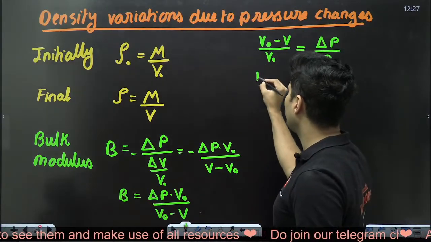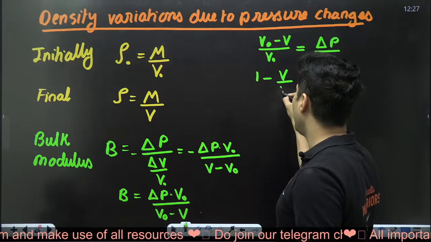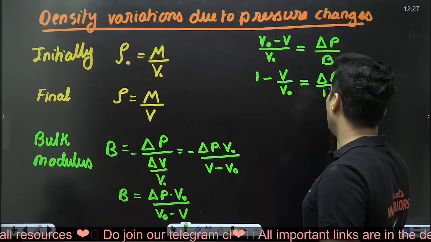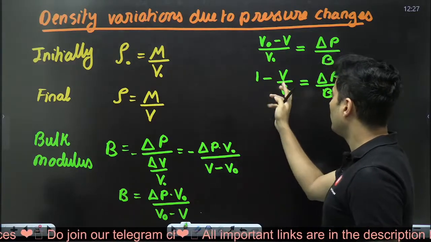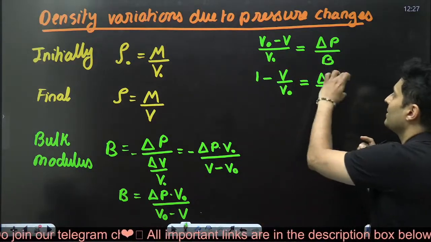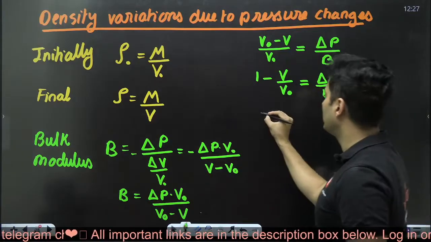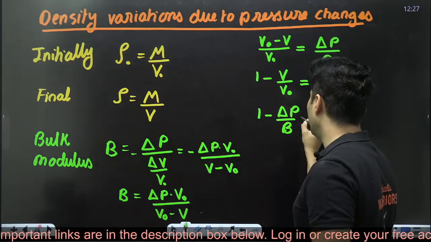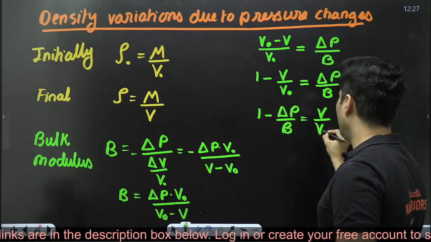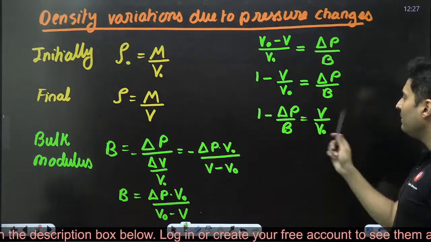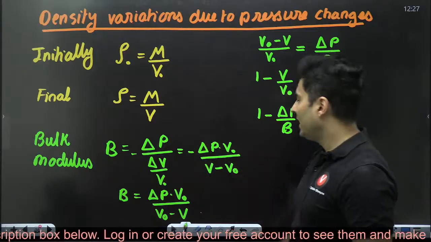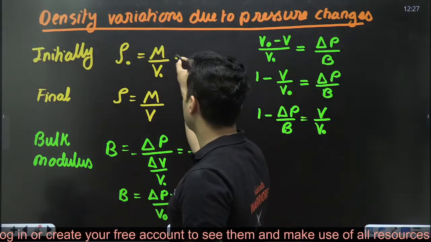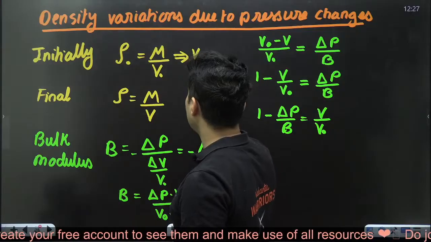V0 by V0 is 1, and here you will have V by V0 is equal to delta P by bulk modulus. Now take this over here, so it will become 1 minus delta P by bulk modulus is V divided by V0. Now what will be V divided by V0? You can get an idea right from over here.